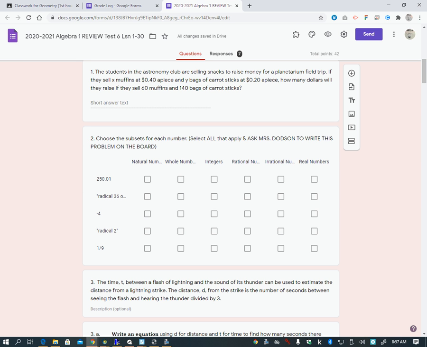All right, let's look at question number 1. The students in the astronomy club are selling snacks to raise money for a planetarium field trip. If they sell X muffins at 40 cents a piece, Y bags of carrot sticks at 20 cents a piece, how many dollars will they raise if they sell 60 muffins and 140 bags of carrot sticks? Okay, so we'll see if this lets me write on it. All right, what type of equation am I trying to write here to start with?